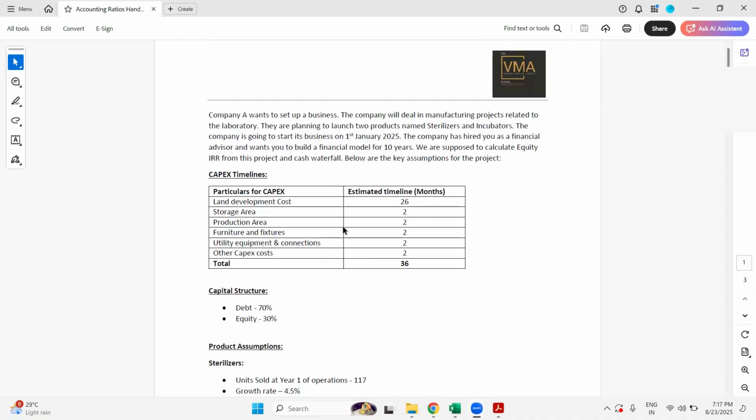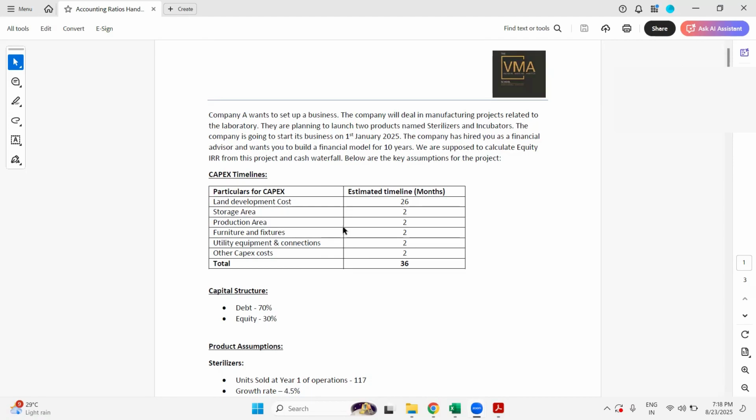So guys, in this particular sheet, you can see that we have a capex timeline. I have divided capex into six categories: land development cost, storage area, production area, furnitures, utility, and other capex costs. So there are a total of six capex categories that we will build under this financial model, and each capex has an estimated deadline, or estimated time.